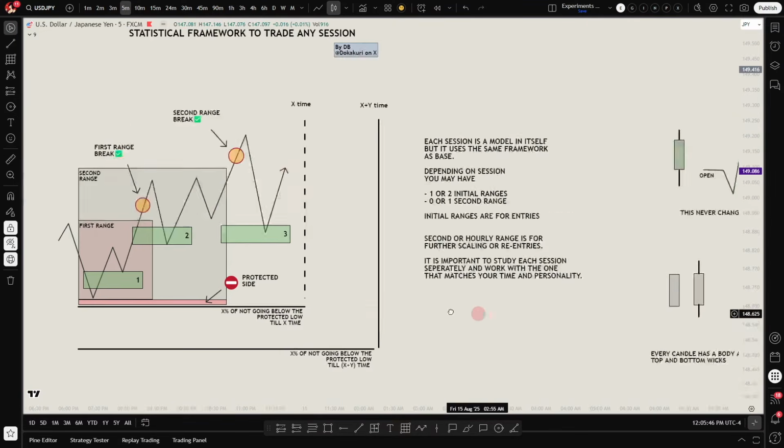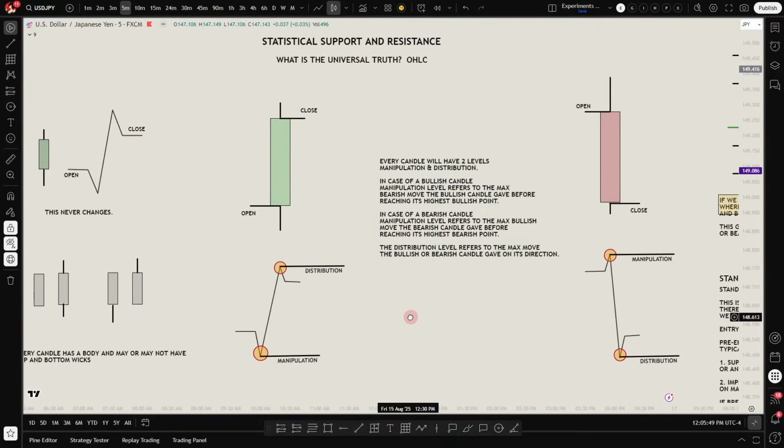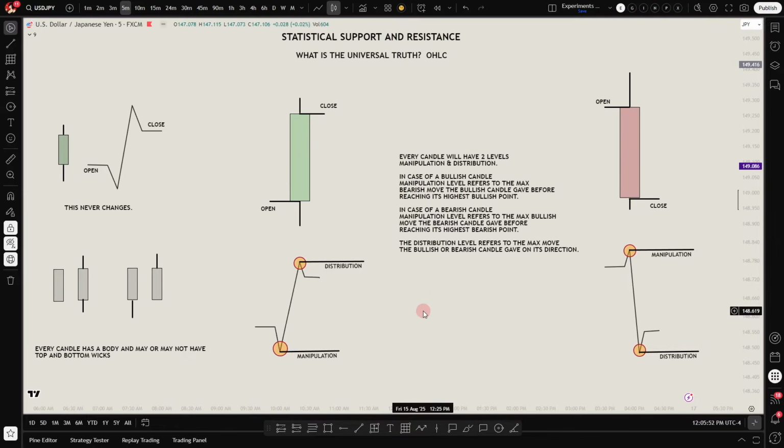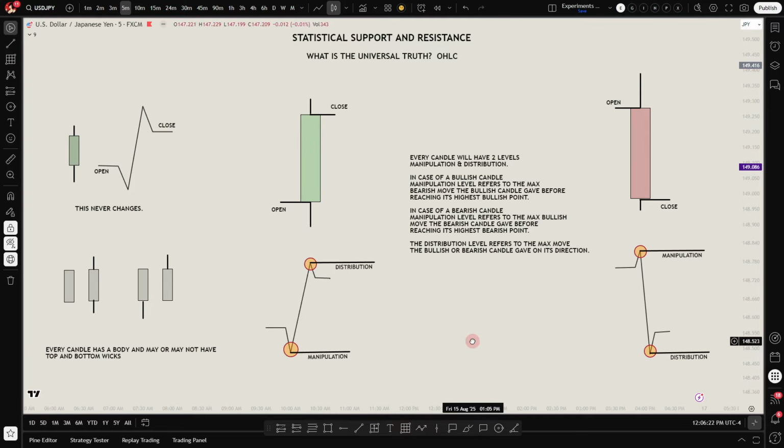Statistical support and resistance. Now let's talk about statistical support and resistance. Every candle has 4 key points: open, high, low, and close, OHLC. From these, we derive 2 levels. Manipulation level, the lowest opposing move inside the candle. Distribution level, the highest move in the candle's main direction. For a bullish candle, the lowest bearish move equals manipulation low. The highest bullish move equals distribution high. For a bearish candle, it's reversed. The highest bullish move equals manipulation high. The lowest bearish move equals distribution low.